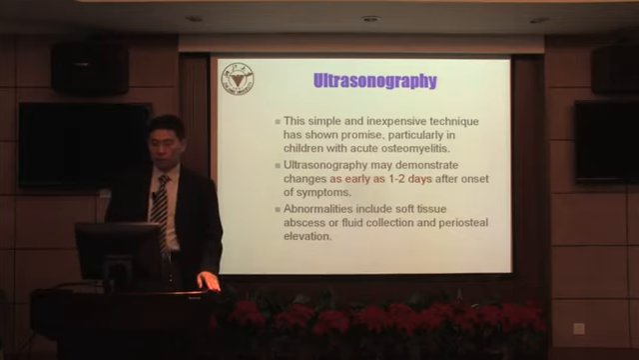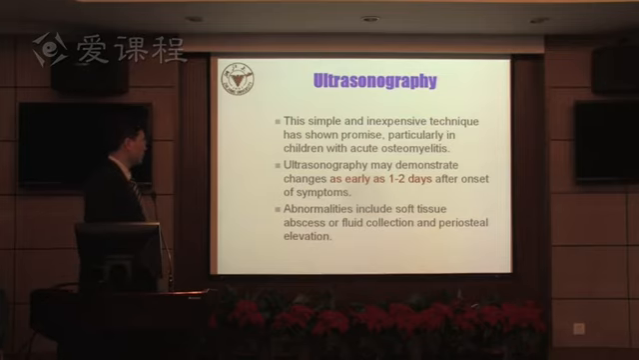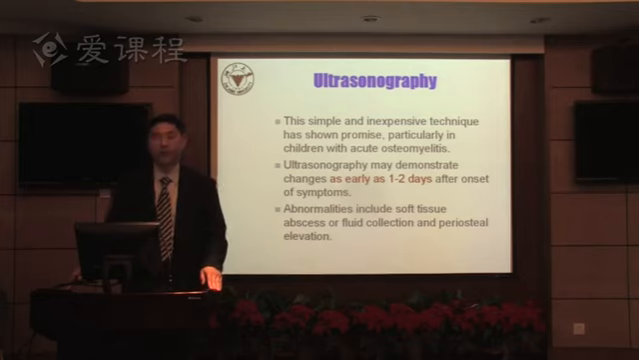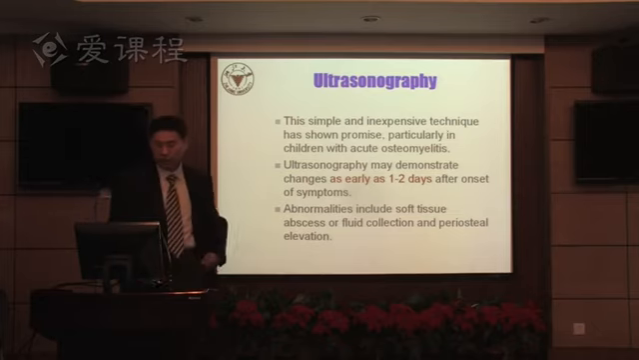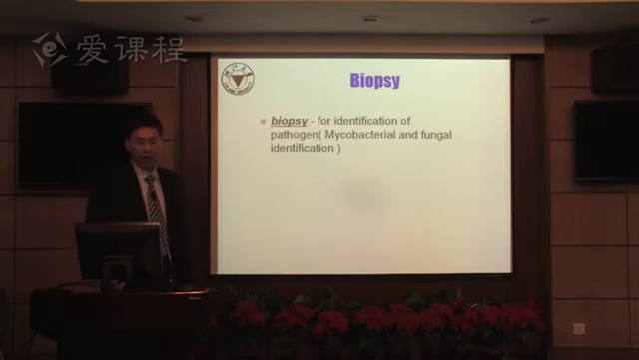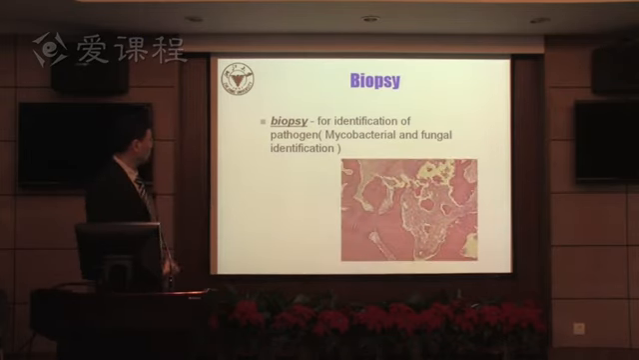We can also use ultrasonography to diagnose. This is a very simple and inexpensive technique, has shown promise, particularly in children with acute osteomyelitis. And this ultrasonography may demonstrate changes as early as 1 to 2 days after onset of symptoms. Abnormalities include soft tissue abscess or fluid collection and periosteal elevation. The biopsy. The biopsy for identification of the pathogen was also a gold standard. Through the biopsy, we can use microscopy and pathologic findings of this disease.